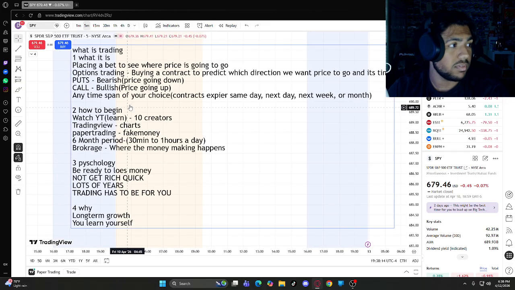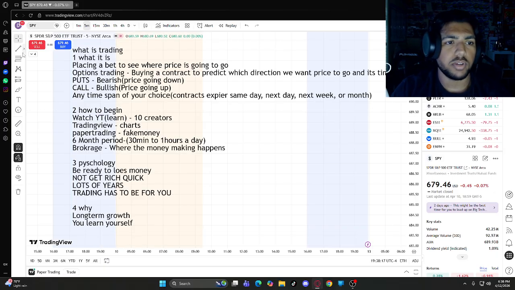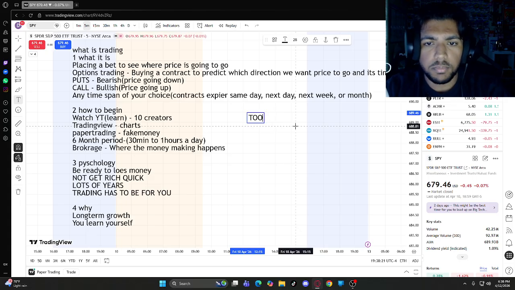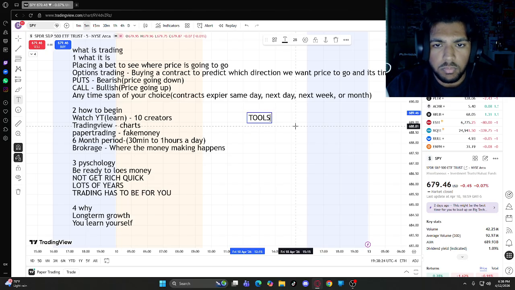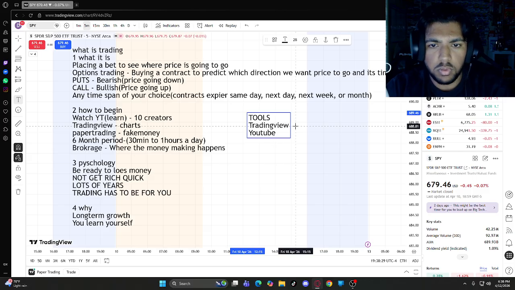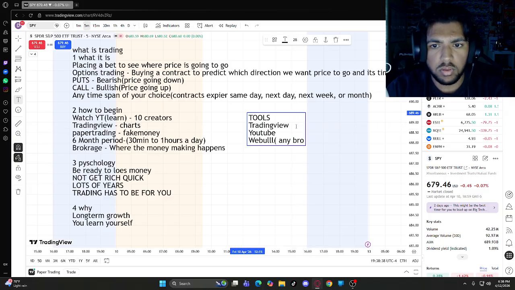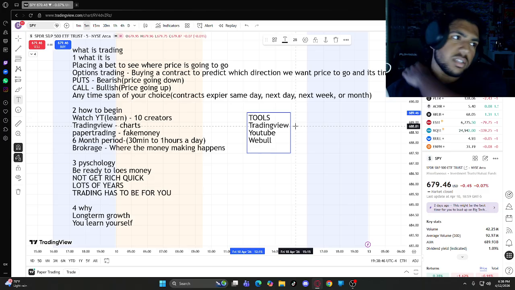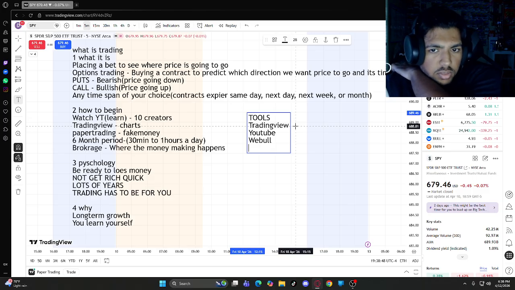This is my 4-step plan on trading. I'm going to make a little list of tools that we need. This is just the tools to trade. TradingView, YouTube, Webull, or I'm going to just put any brokerage. I'm going to just put Webull because I want you guys to start off with Webull. That's a good one, man. That's like a bread and butter. Yeah, that's pretty much it.